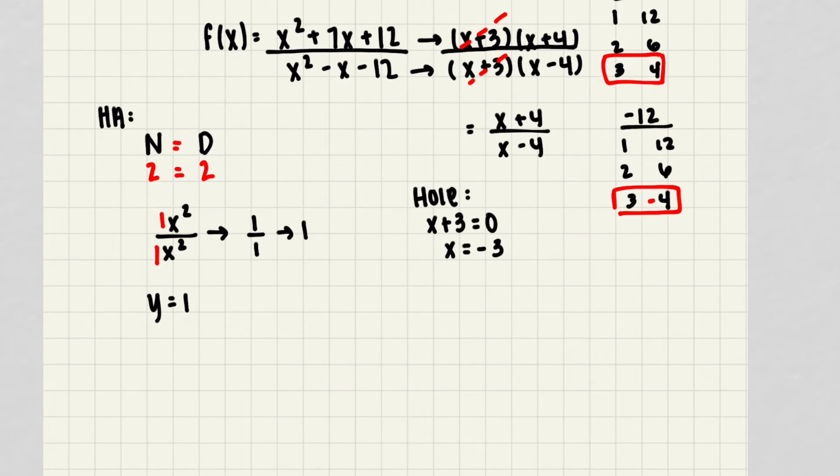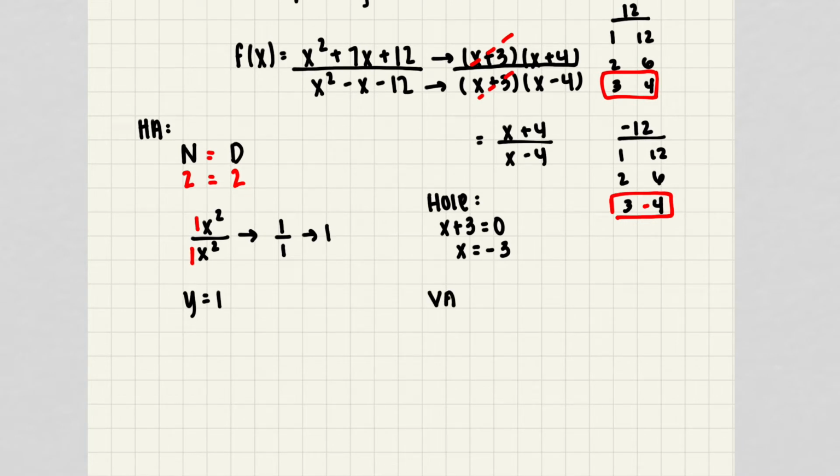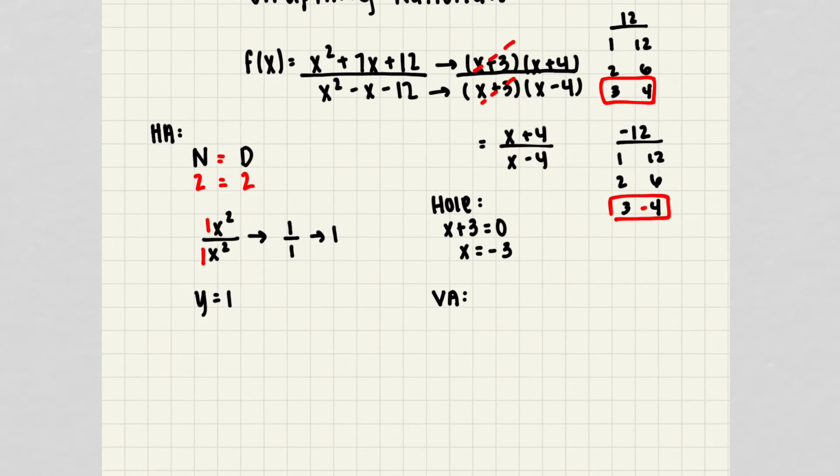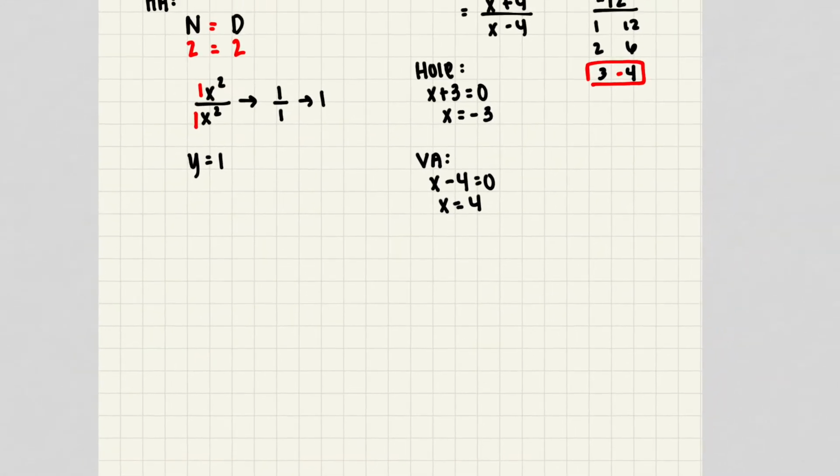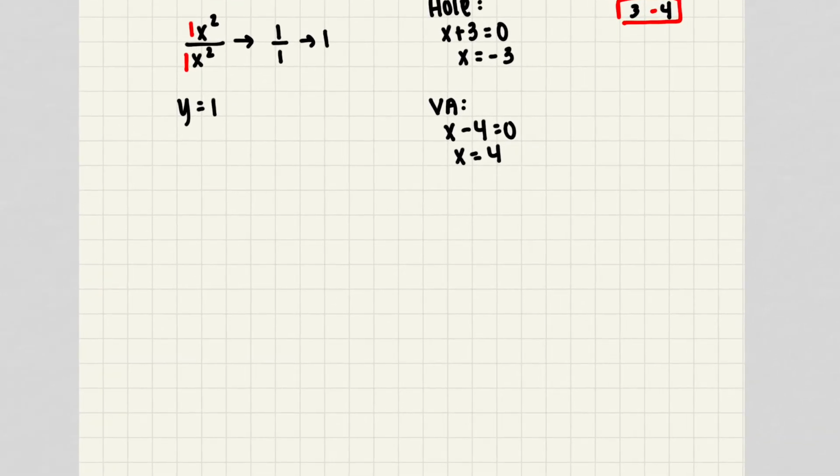To find my vertical asymptote, though, I take whatever is left in the denominator, or the bottom of the fraction. So in this case, it's x minus 4. I set that equal to 0, and I solve that, and I find out that my vertical asymptote is at x equals 4. The next thing we are going to talk about are the intercepts.